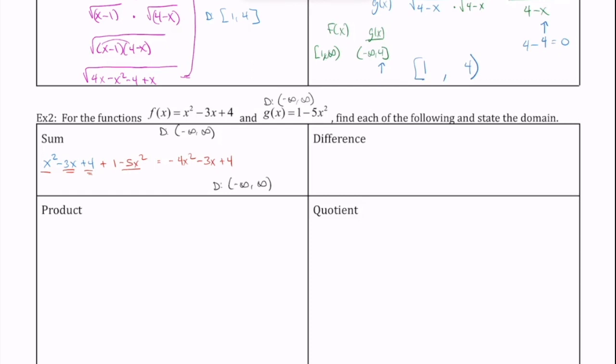All right, let's do the next one. So here we've got the difference. So be careful with the difference. I've got x squared minus 3x plus 4, and then minus, and be careful here.